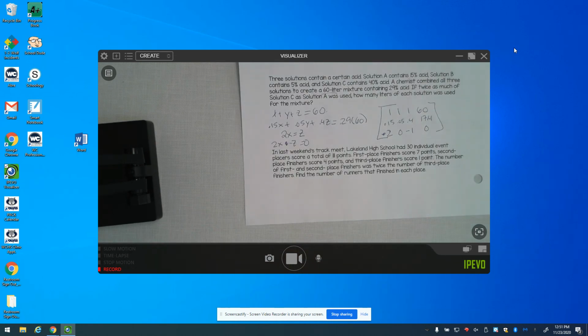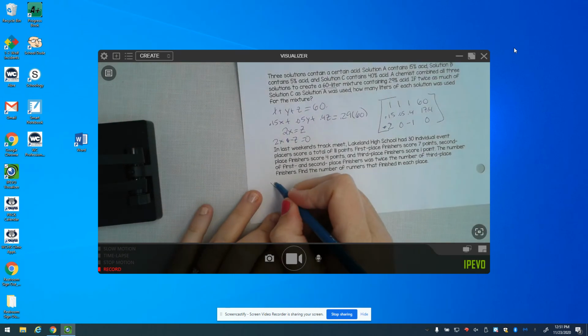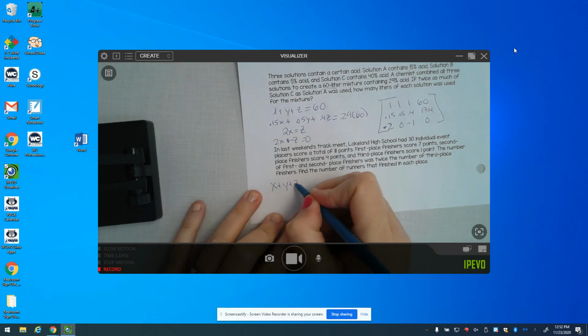In the last weekend's track meet, Lakota High School had 30 individual event placers scoring a total of 111 points. The first place finisher scored 7 points. Second place is 4. Third place gets a 1. So we knew there were 30 individual placers. So that's my first one. So I'm going to say X plus Y plus Z equals 30.